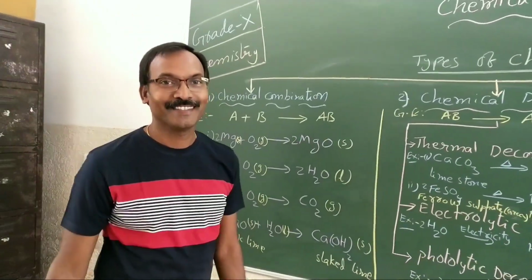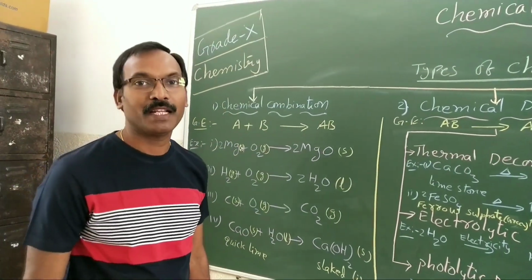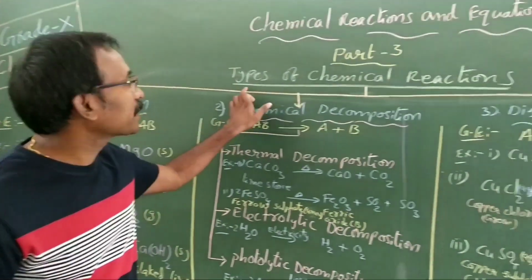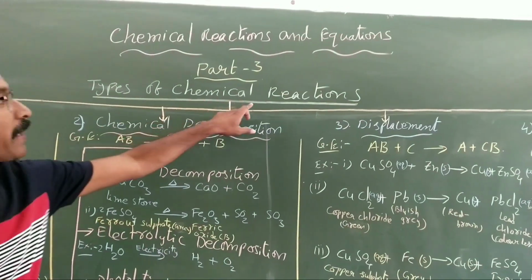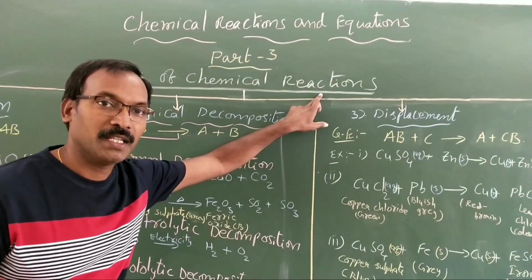Hi children, back to the class. Today we are going to see part 3 of chemical reactions and equations. In part 3 we are going to discuss mainly types of chemical reactions. What is it? Types of chemical reactions.